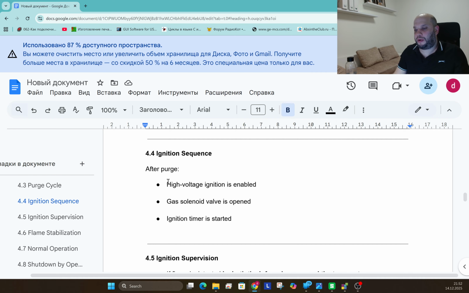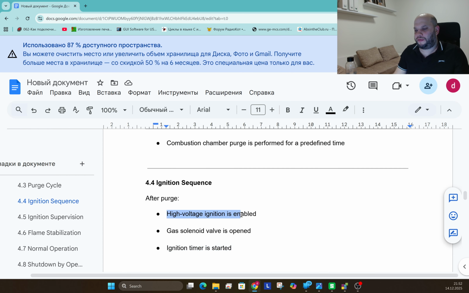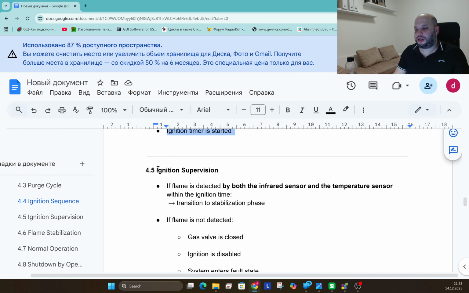Ignition sequence after purge: high voltage ignition is enabled, gas solenoid valve is open, ignition timer started. Yeah, I think it's good. Maybe we can start the ignition first, wait a little bit, and after that start the gas. But I will check this later. Ignition timer starting.